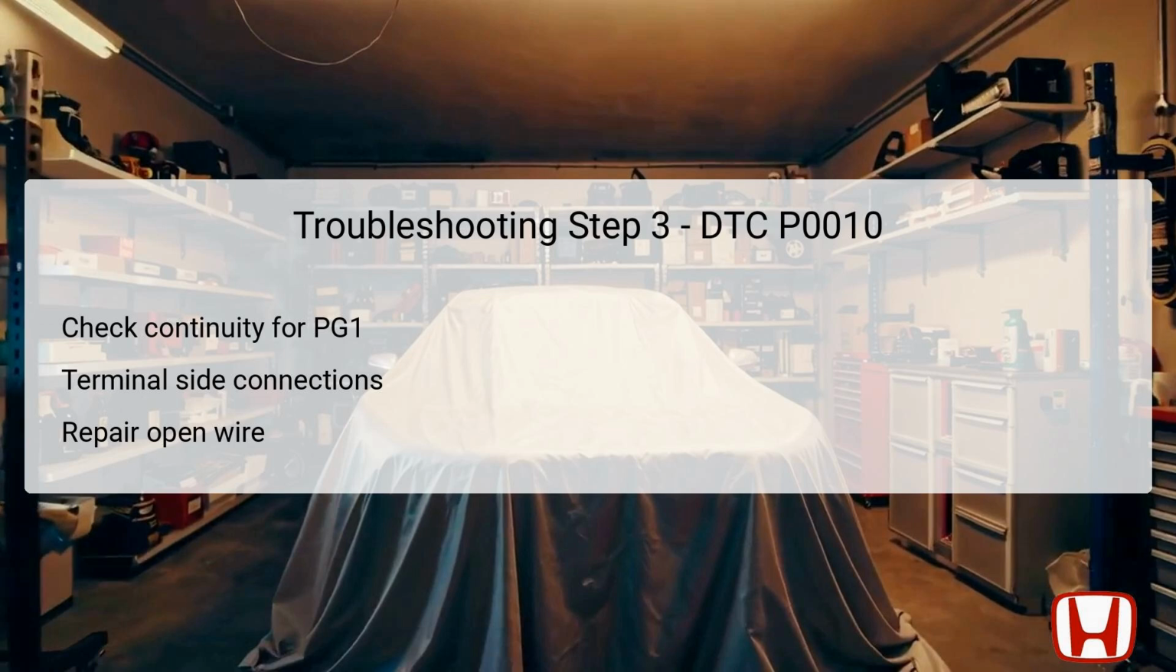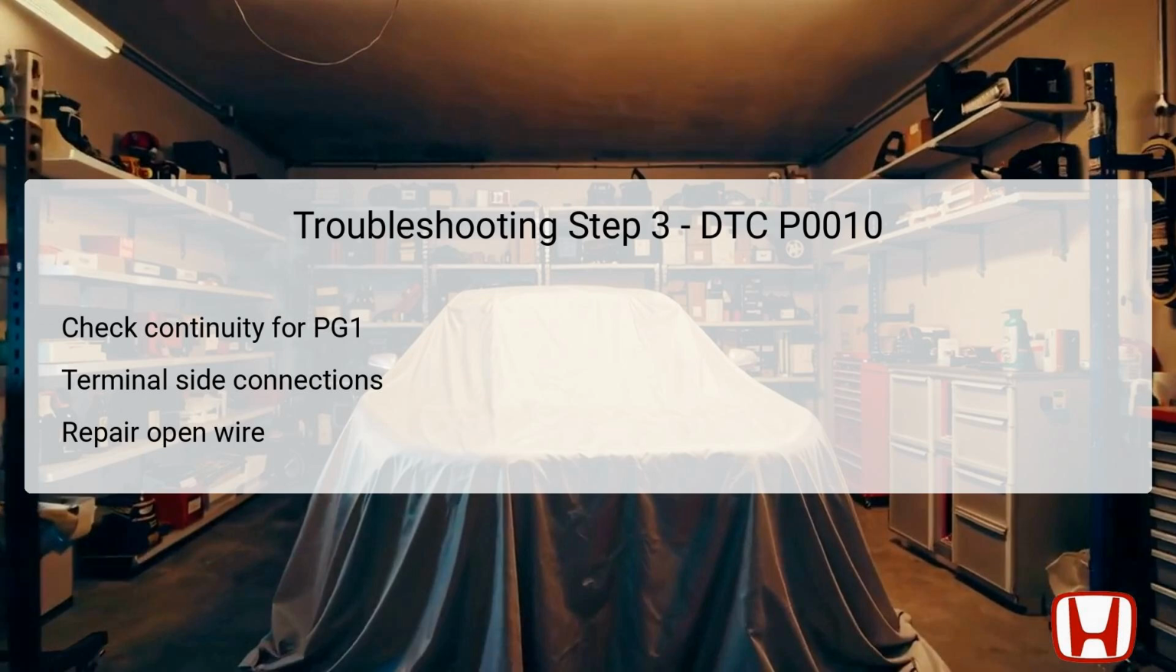Begin by checking for continuity between the designated test points, using the same disconnection state as before with the VTC solenoid valve. Test point 1 should be terminal number 2 of the VTC oil control solenoid valve, while test point 2 should connect to the body ground. This step verifies that there is an uninterrupted pathway for electrical signals between the solenoid and body ground. If continuity is confirmed, it means that the PG1 wire is intact and functioning correctly, enabling you to move on to the next troubleshooting step.